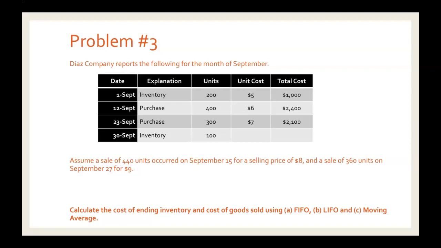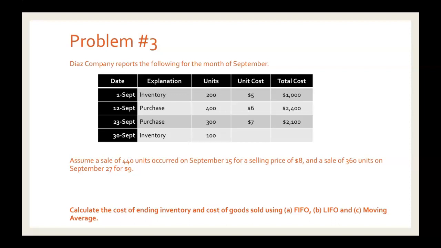In a problem like this, it tells us calculate the cost of ending inventory and cost of goods sold using FIFO, LIFO, moving average. So when you're trying to figure out ending inventory and cost of goods sold, I want you to just cross off those selling price amounts, right? For a selling price of $8, that's useless information to us, right? The $9, useless information. So we don't worry about those selling prices.